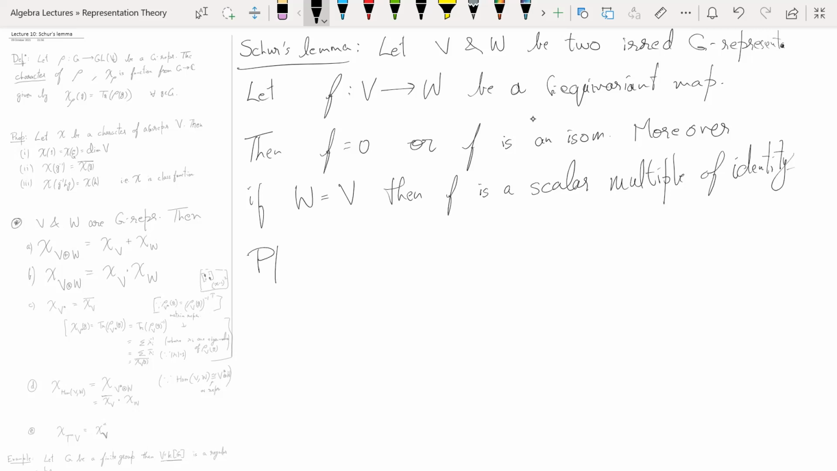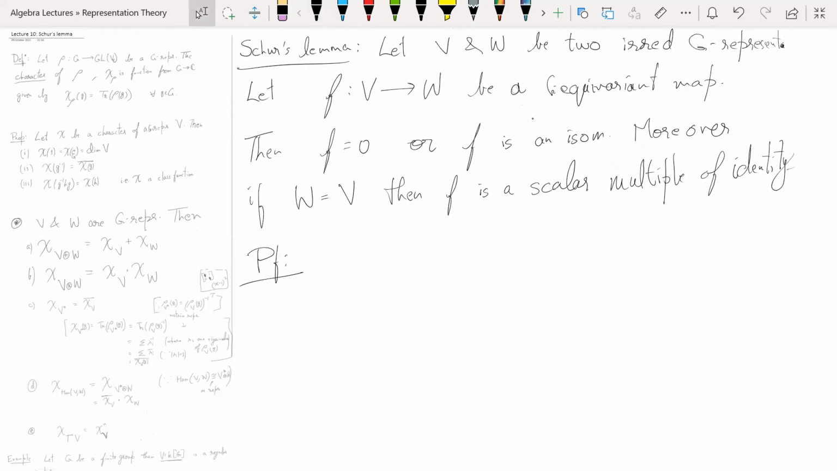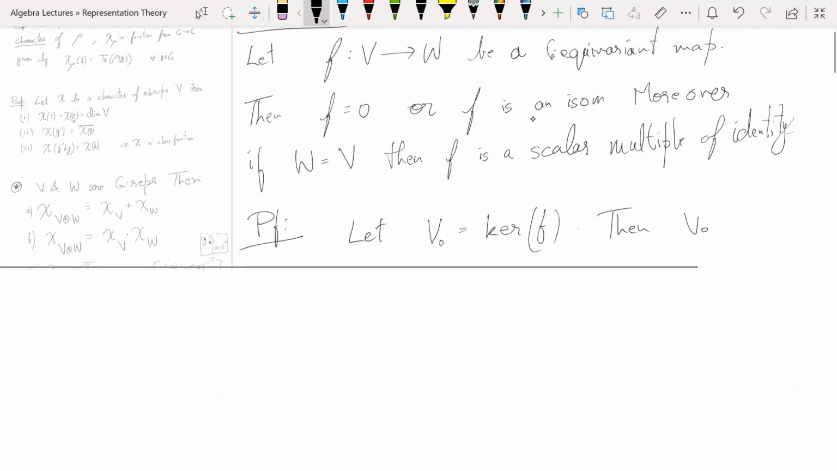Okay, so let's see a proof of this. This is not at all difficult, it's more or less straightforward. F is a G-equivariant map, and F is also a linear map, so you can talk about the kernel of F. Let V0 be the kernel of F. Then what can we say about V0? V0 is also a sub-representation, right? Because this is a G-equivariant map. Then V0 is a sub-representation.